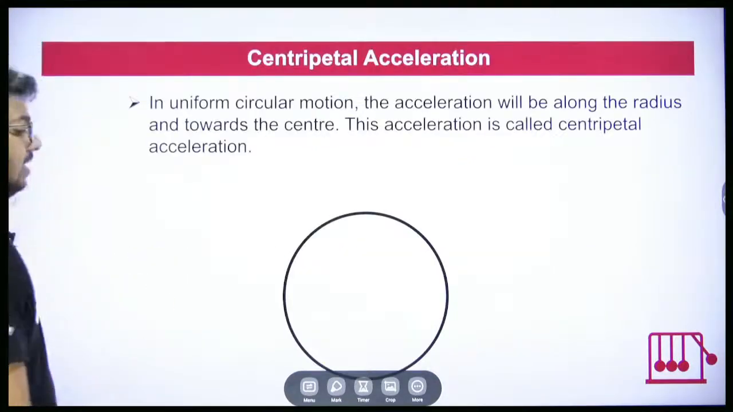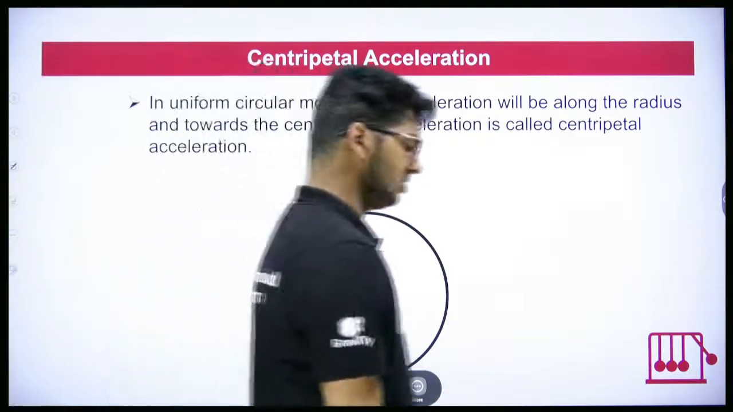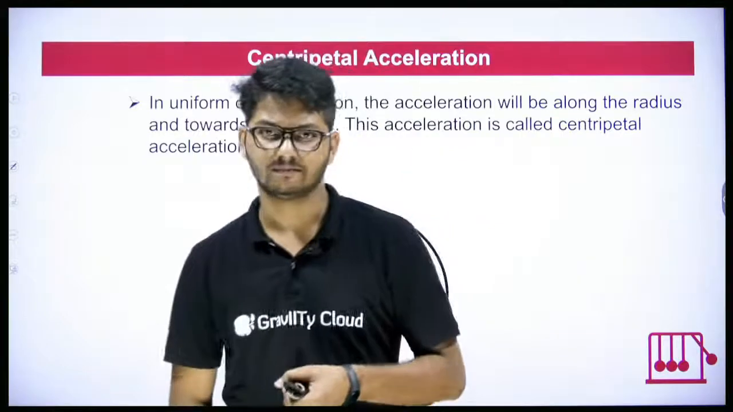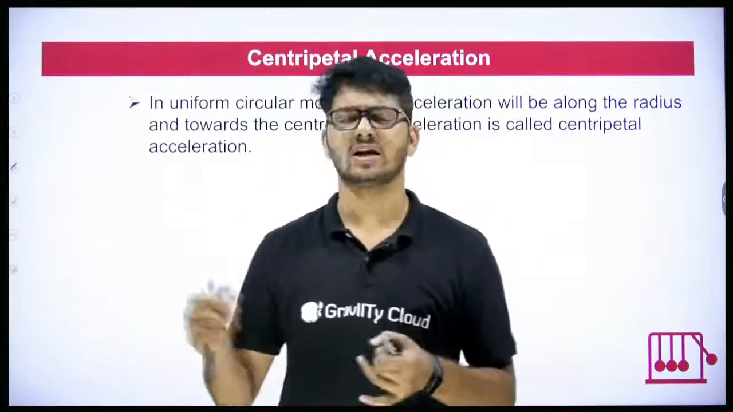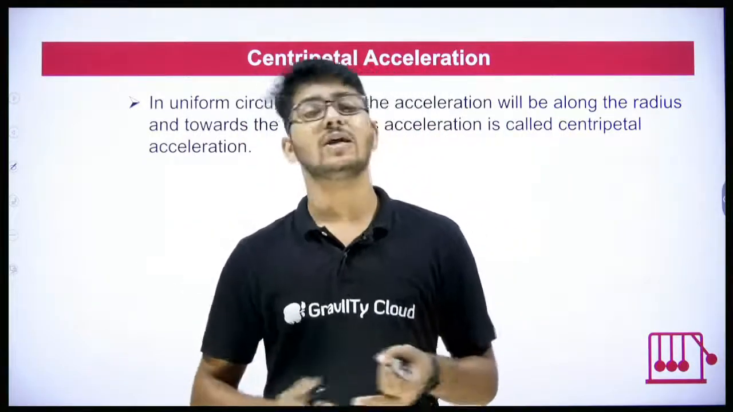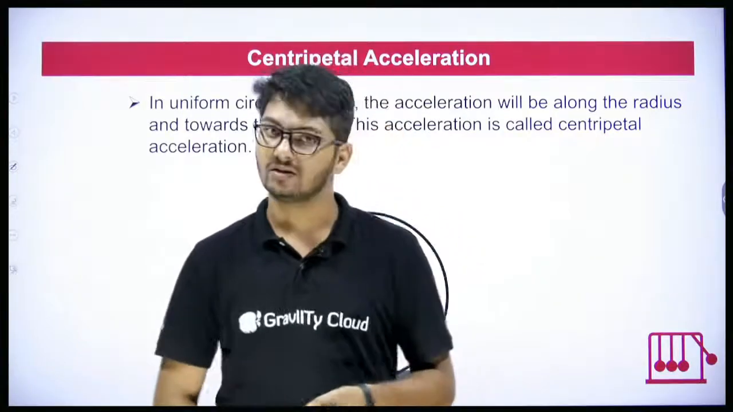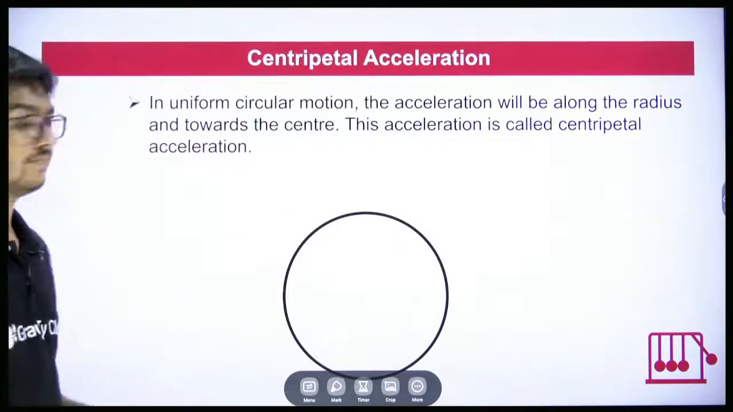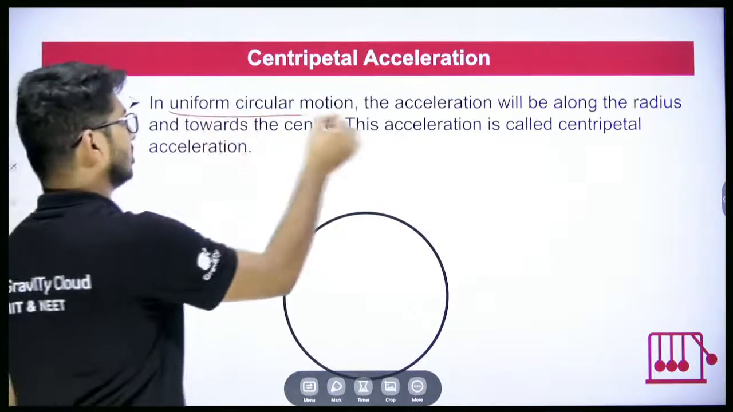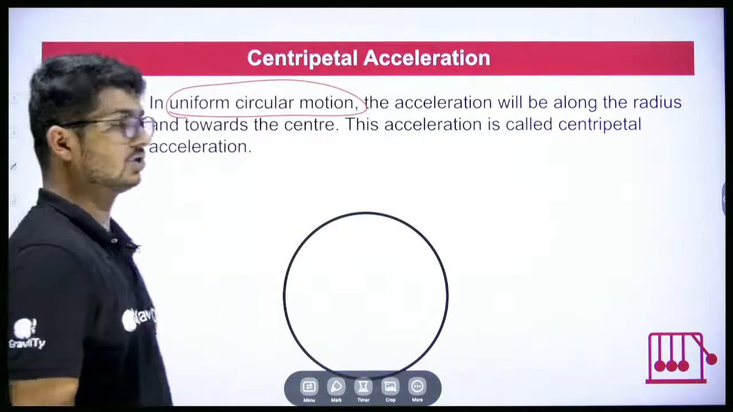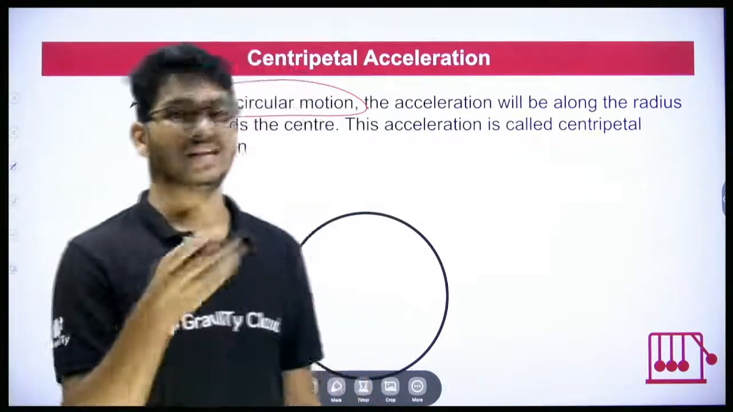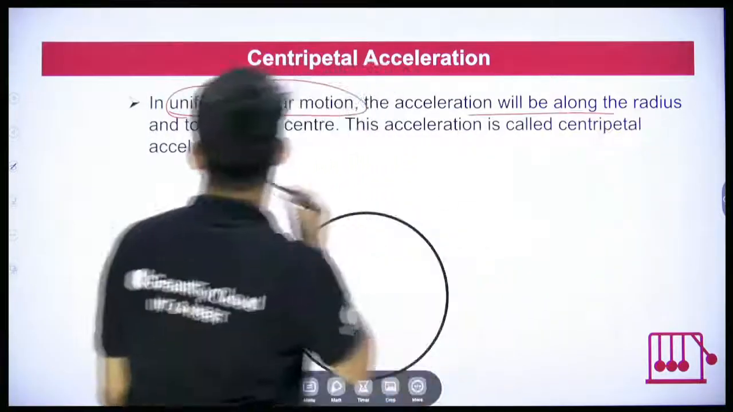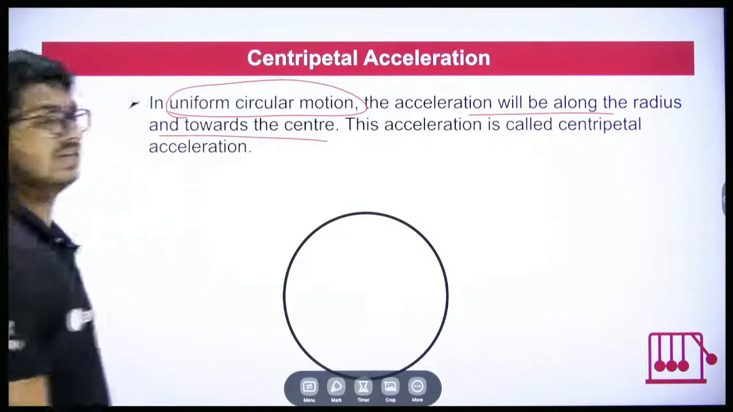Okay. And then you have centripetal acceleration. What does this mean? In circular motion, we talked about speed, 2 pi r by t. We talked about uniform circular and non-uniform circular motions. We talked about velocity, its direction. Now we'll talk about acceleration. Now how will the acceleration be? So in uniform circular motion, not in any other motion, in uniform circular motion, the circular motion in which speed is constant but direction of velocity changes, the acceleration will be along the radius and towards the center.